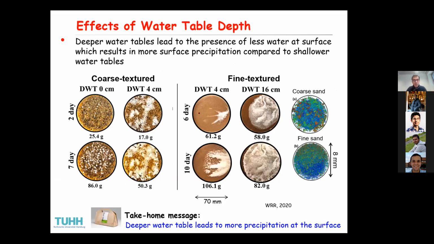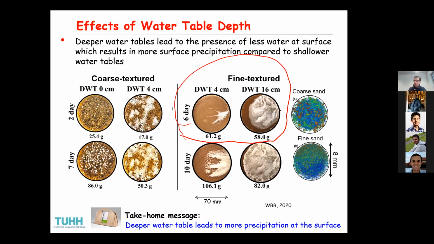I skipped all of those results. I just wanted to highlight this particular image that we recorded during our experiment. Forget the rest of this slide, just this one. What you see here is the surface of the sand, 6 days after the onset of the experiment. This is fine textured material, and the depth of the water table here was 4 centimeters, and here 16 centimeters below the surface. The white color is the precipitated salt.